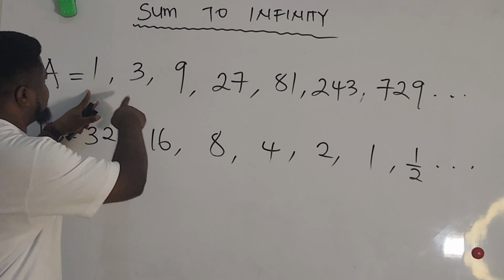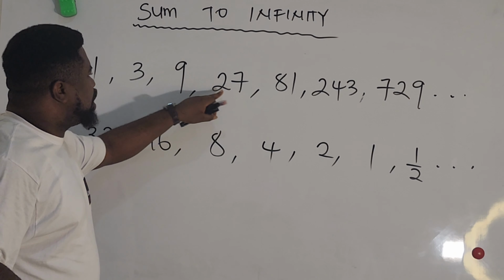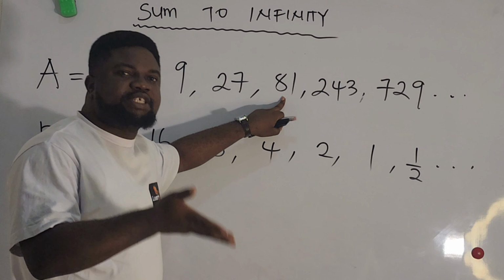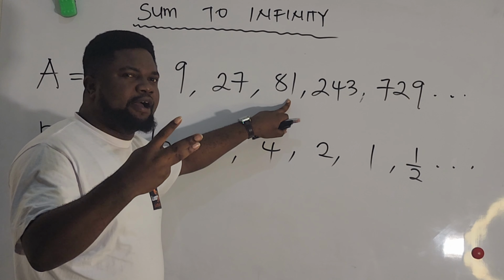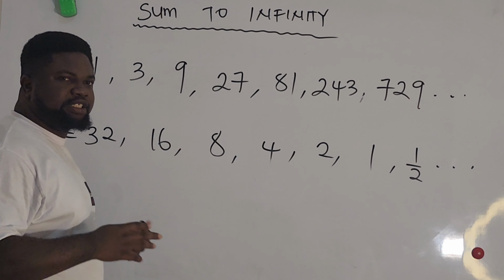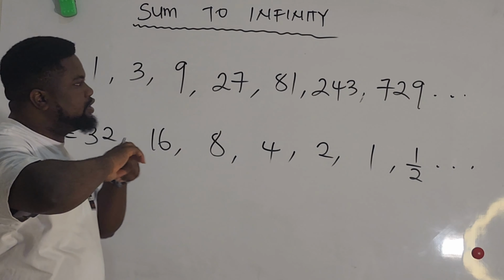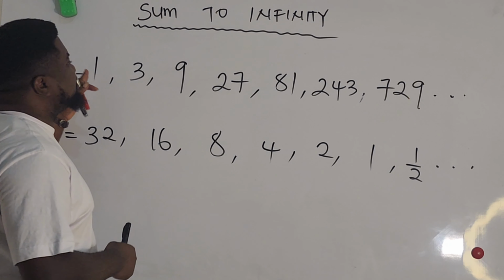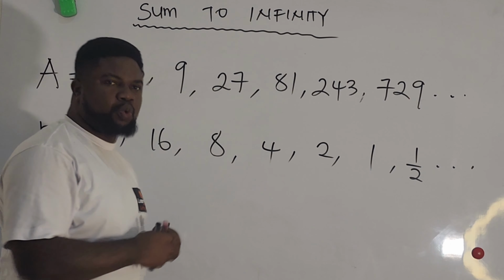It is increasing by a common ratio. 1 times 3, 3. Times 3, 9. Times 3, 27. Times 3, 81. We are safe to say the common ratio is 3. That's why the sequence is what? Divergent.